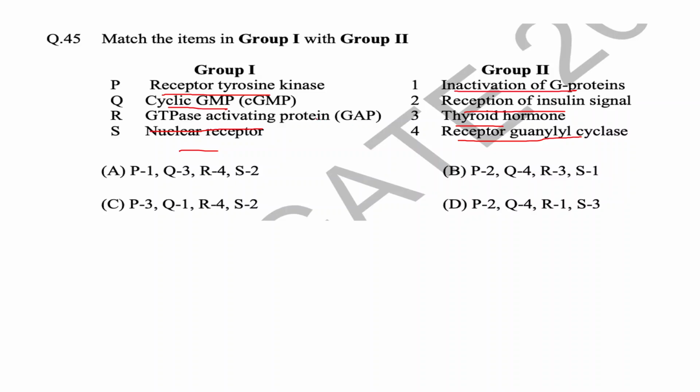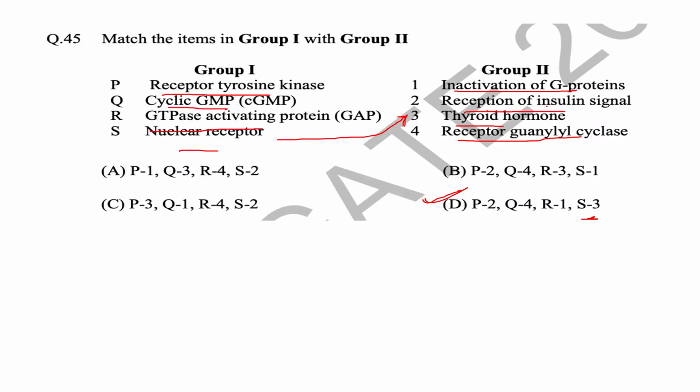So how will you match? In the previous slides, we have seen that thyroid hormone is hydrophobic in nature, okay. So it will go and bind to the nuclear receptor, okay. So the correct option for S will be 3, okay. So in the given 4 options, only D has S3, so this will be the correct answer, because thyroid is a signal molecule which is hydrophobic in nature, and it will bind to the nuclear receptor.